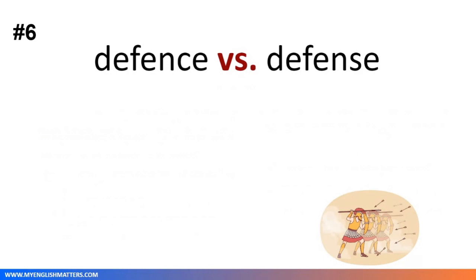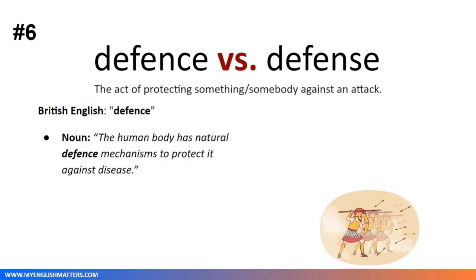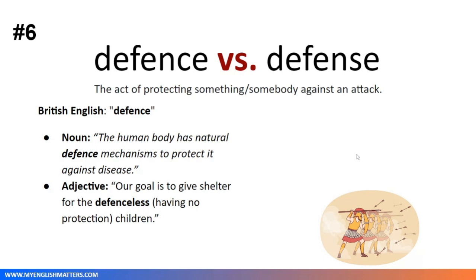Defense. How do you spell this word? It means the act of protecting something or somebody against an attack. So in British English, you spell it with a C, defence. As a noun, the human body has natural defense mechanisms to protect it against disease. As an adjective, our goal is to give shelter for the defenseless children.